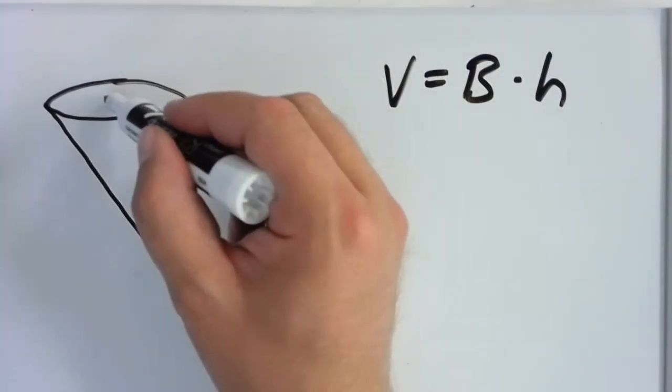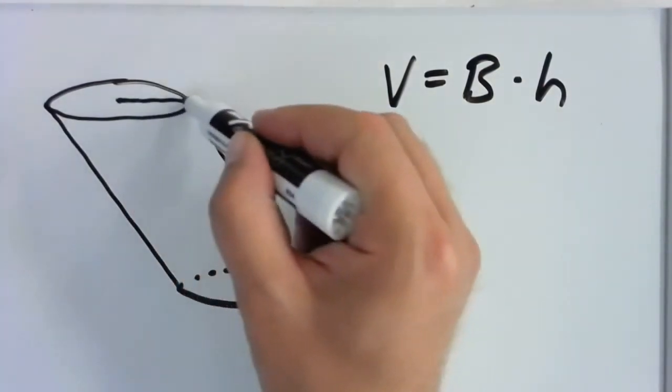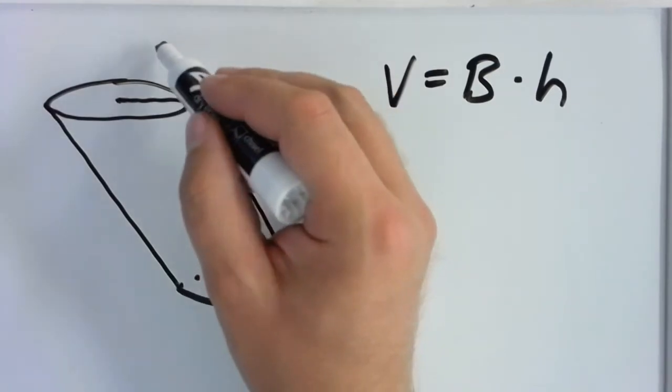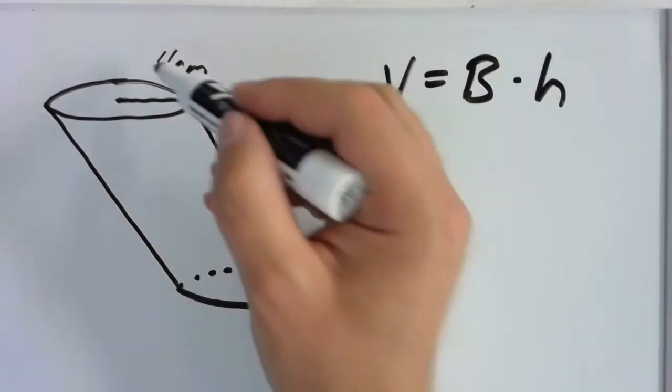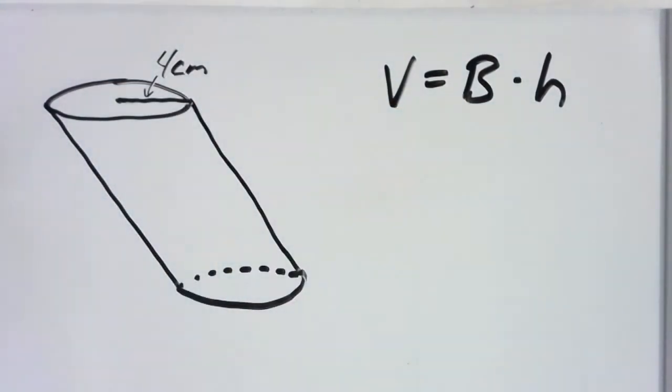And then we get the following information. We're told the radius of one of the bases, the distance from the center to the outside. We're told that this is 4 centimeters. So we're told the radius explicitly here. Again, they could have told me the diameter, in which case I just divide that by 2. They could have given me the circumference, in which case I divide by 2 pi. In either case, I have the radius.